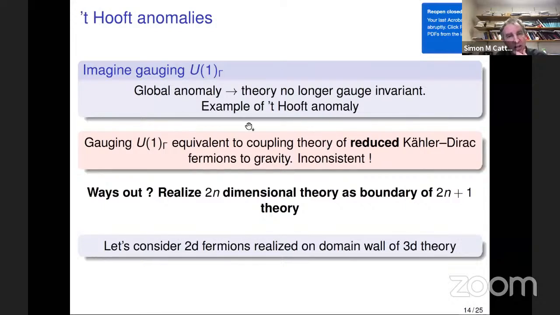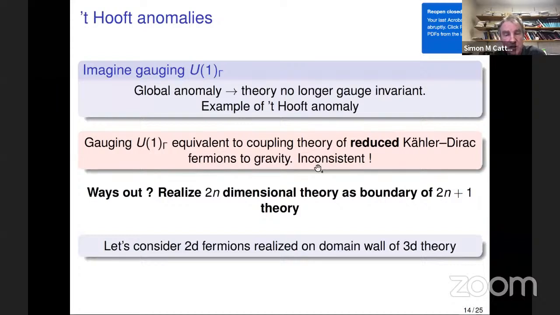But if I think about gauging this U(1) gamma for the Kaehler-Dirac equation, that's basically equivalent to coupling the theory to a reduced Kaehler-Dirac theory, right? Because I use the gamma as a projector to go from Kaehler-Dirac down to reduced Kaehler-Dirac. Gauging this U(1) gamma is equivalent to coupling the theory to a reduced Kaehler-Dirac theory on a curved space. So those theories in general will be inconsistent, right? Because you will violate gauge invariance by this anomaly.